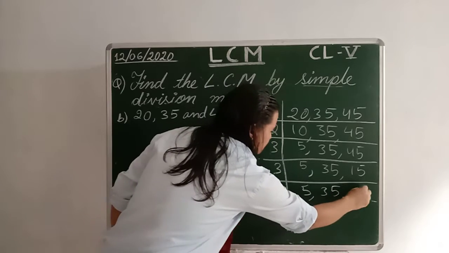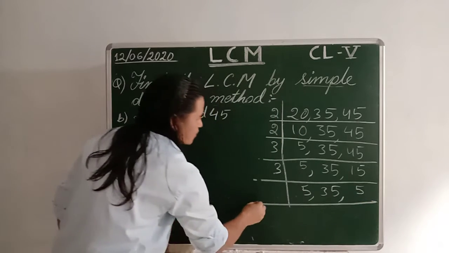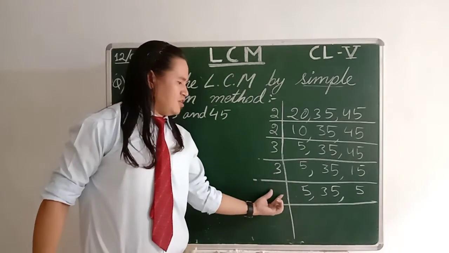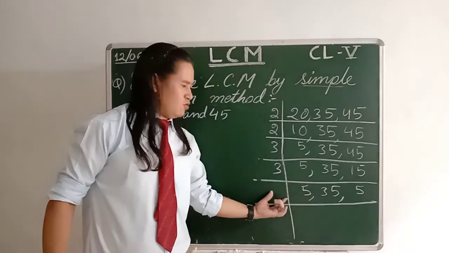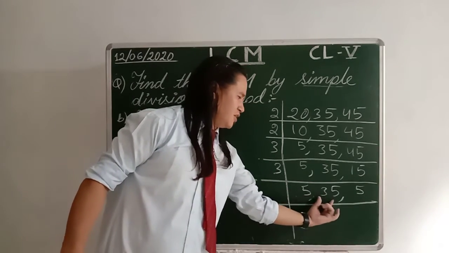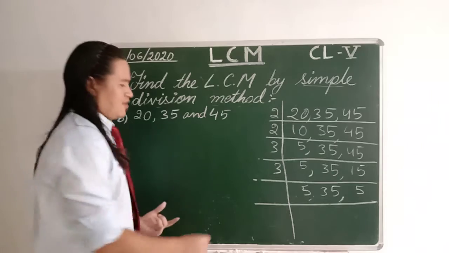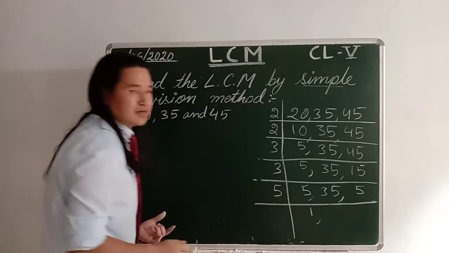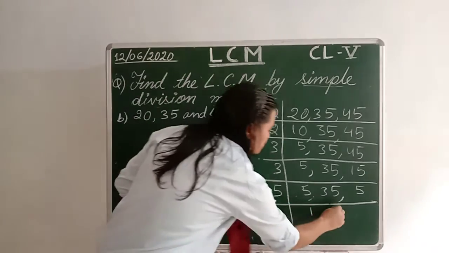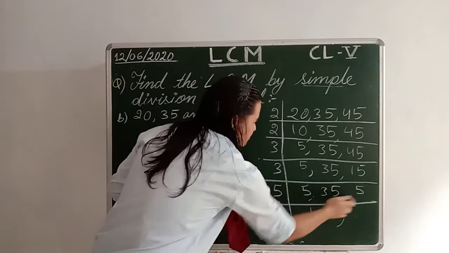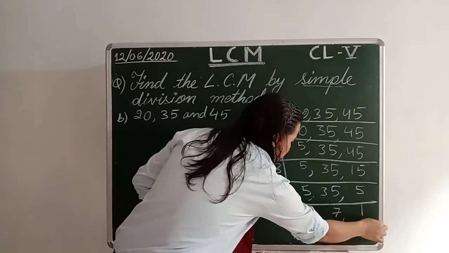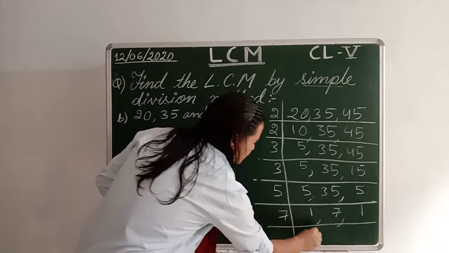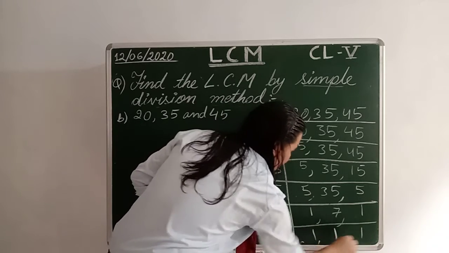Now 3, how much is 15? 3 5s are 15. Now here if you try with 3 again we cannot break down. If you try with 4 we cannot break down this 5, 35 and 5. But if you try with 5 then yes we can break down. How many times? 5 1s are 5. 35 also we can break down by how many times? 5 7s are 35. And this 5 also we can break down by 5. 5 1s are 5. And at last what remains here? 7. So 7 1s are 7.